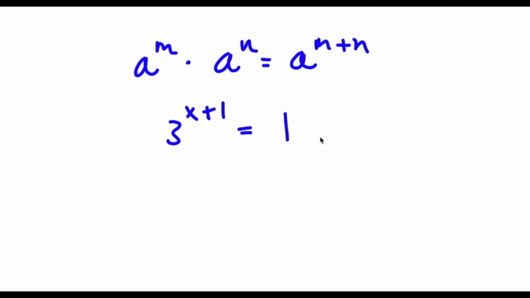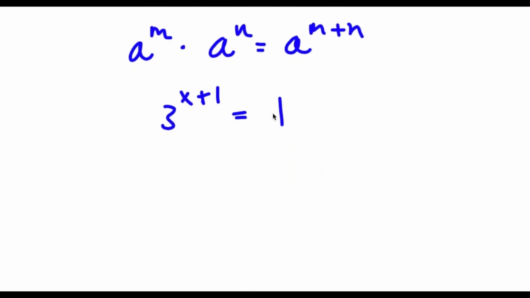So now, anything to the power of 0 is actually equal to 1. And because we want these two to be the same bases, I'm going to change 1 to 3 to the power of 0. So now I have 3 to the power of x plus 1 is equal to 3 to the power of 0.